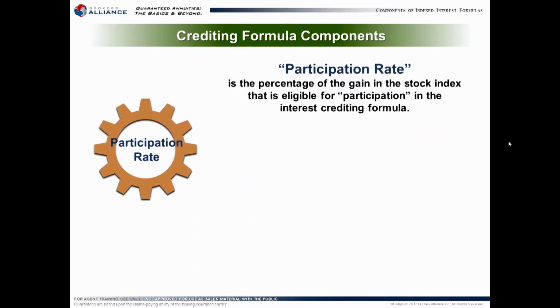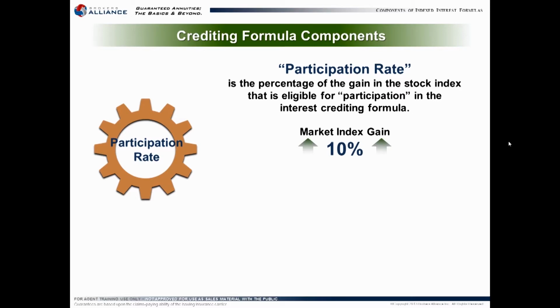The next common component is called the participation rate. This is the component of indexed interest formulas that, for a lot of folks, is kind of the hardest to get your arms around. And the participation rate is simply the percentage of the gain in the stock index that is eligible for participation in the interest crediting formula. Well, that's a whole mouthful, so it's kind of easier to take a look at a simple example.